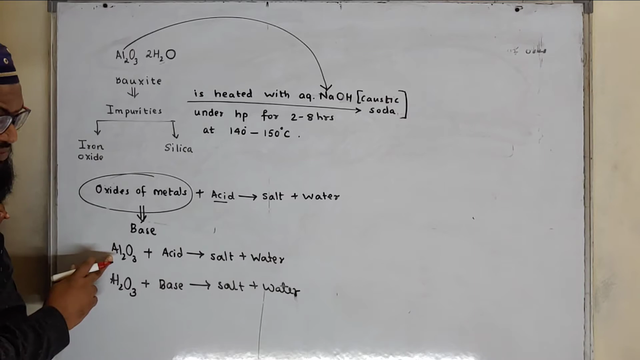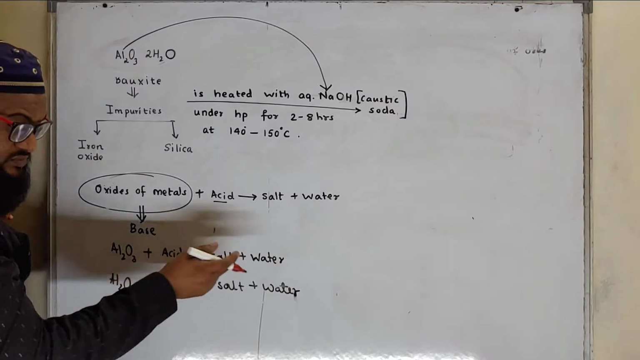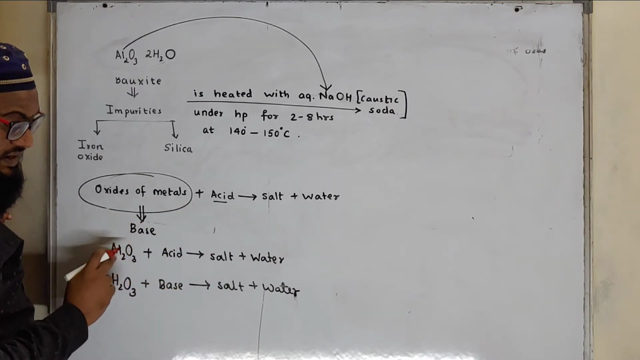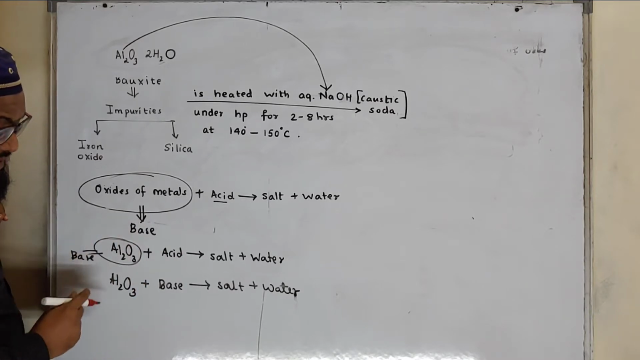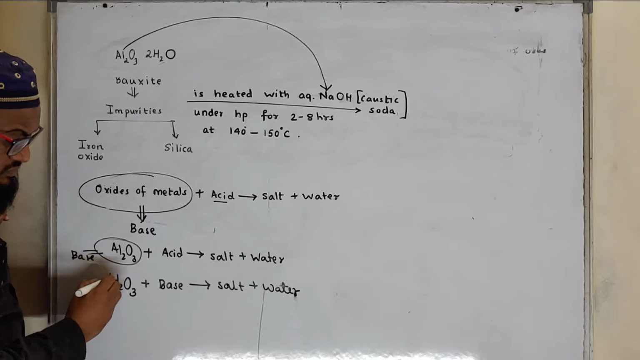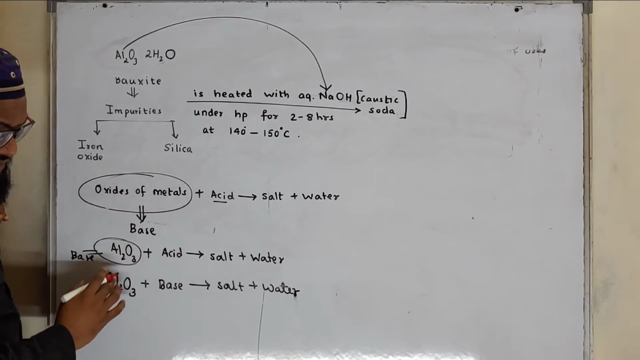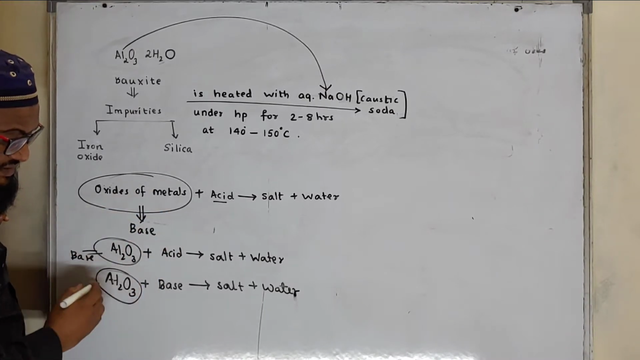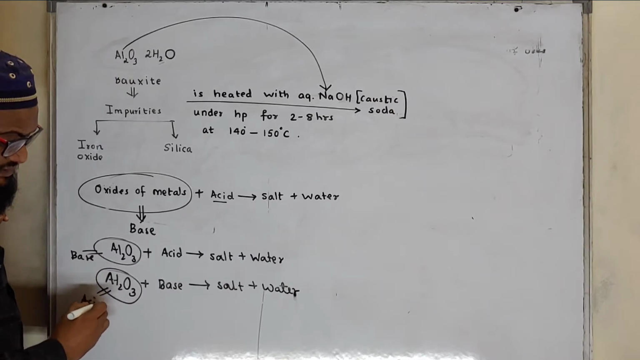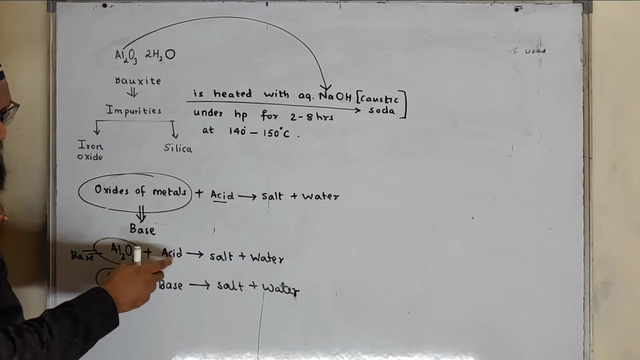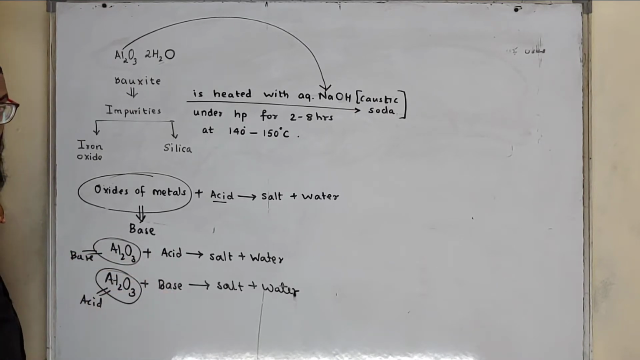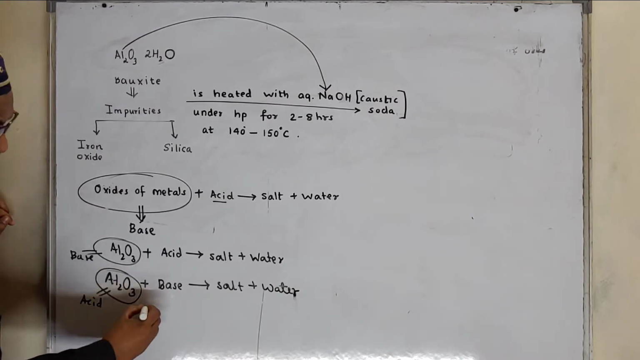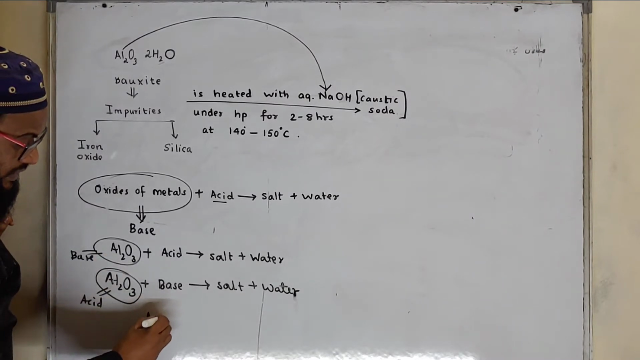Here we can say that when aluminium oxide reacts with acid, it forms salt and water. So while reacting with an acid, it behaves like a base. At the same time, aluminium oxide also reacts with base to form salt and water. We can say here it is acting as an acid. While reacting with an acid, it behaves like a base, and while reacting with a base, it behaves like an acid. Such oxides of metals are called amphoteric oxides. What are they called? Amphoteric.